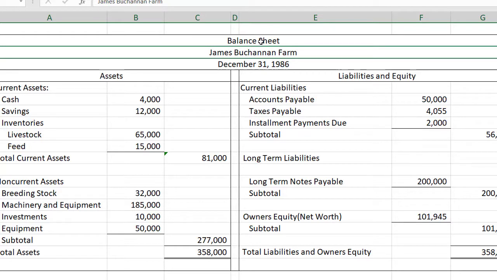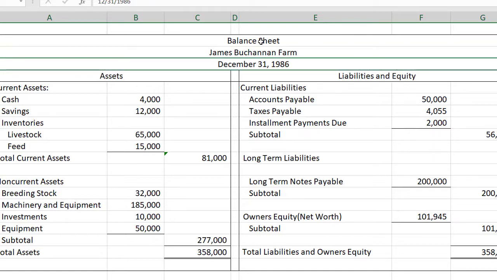This is the James Buchanan Farm, named after the Nobel Prize winner James Buchanan, who got his Nobel Prize in 1986. So the date on the balance sheet is December 31st, 1986. And I want to call your attention to the format of that date. It is not the year 1986. It is a specific day in 1986, because a balance sheet is supposed to be a snapshot that tells you exactly what's going on a specific day at a specific point in time. So this is the financial statement for December 31st, 1986, a very specific time at a very specific date.